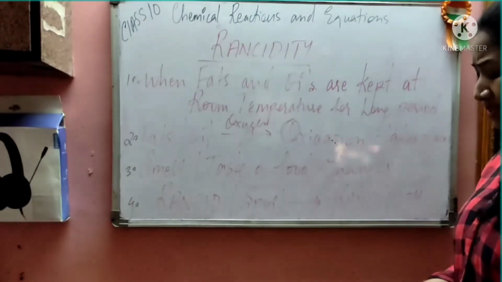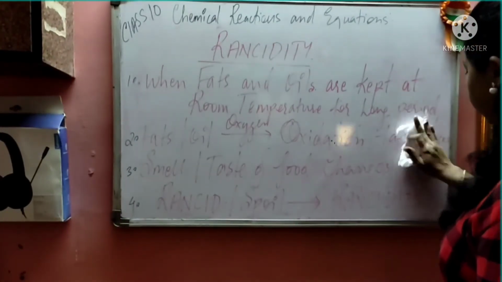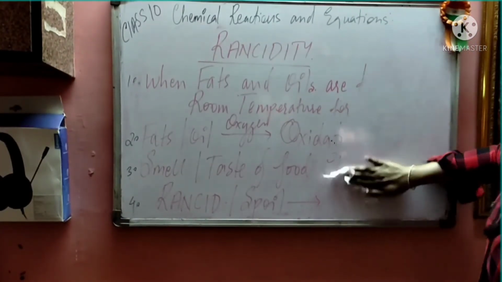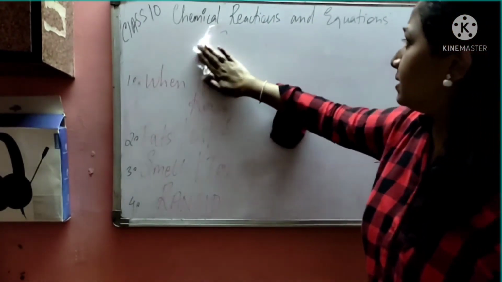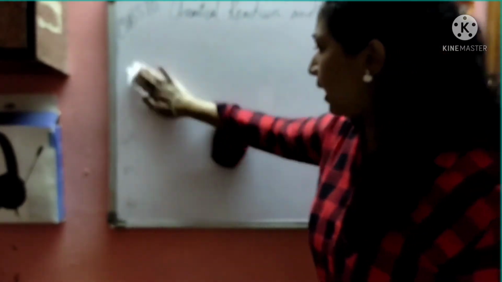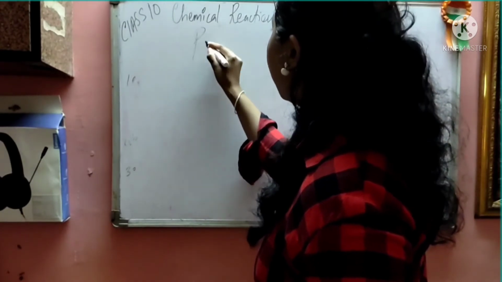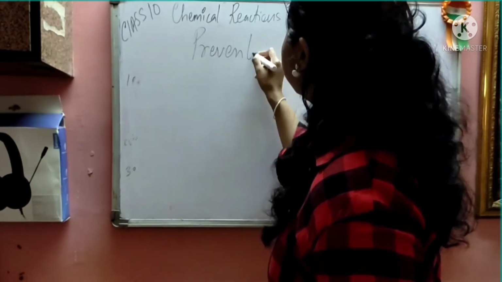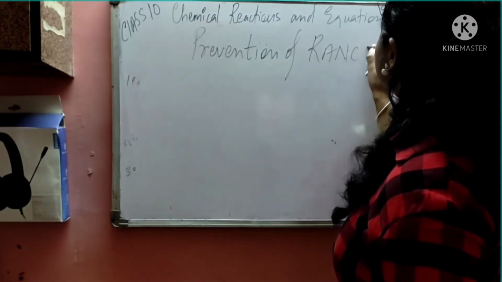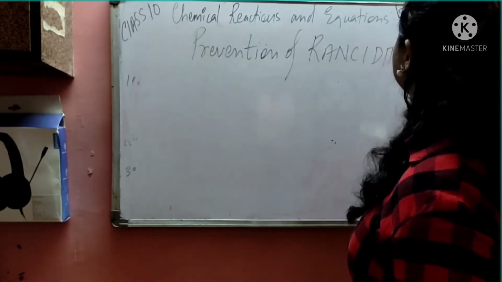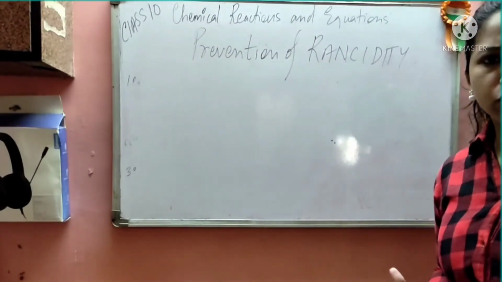Now this food is getting spoiled. Fine, hence we are keeping it in what? Refrigerator. Also, there is a prevention. We can prevent this rancidity for some days. So, what is the prevention of rancidity? How can you prevent rancidity? Prevention of rancidity or prevention of spoilage. How can you do that?